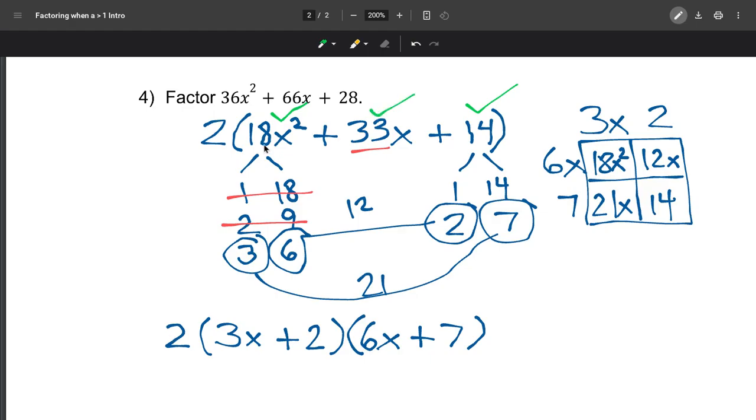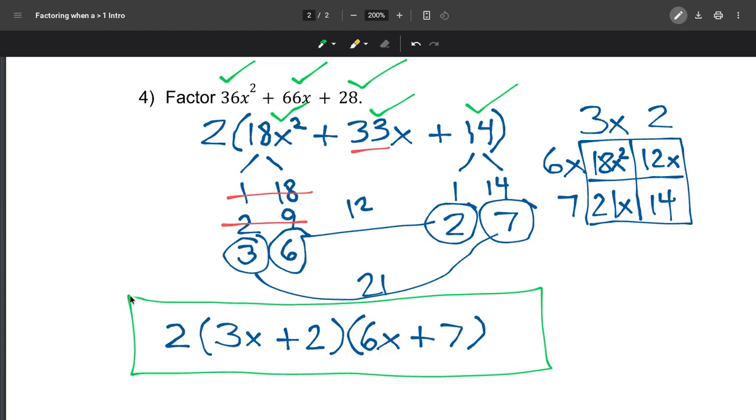Now, we have the 2 in front. So if we multiply the 2 back out, would we get 36? 2 times 18 is 36, yes. 2 times 33 is 66, yes. And 2 times 14 is 28. So we have now factored this one correctly.